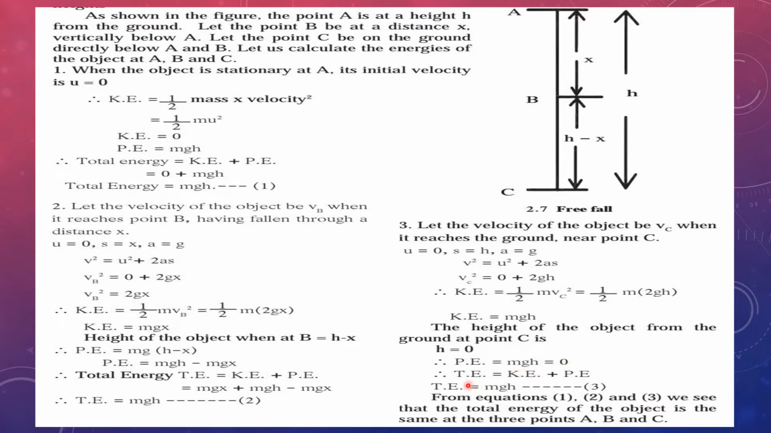Now again for getting total energy we have to add kinetic energy plus potential energy. mgh plus 0 is equal to mgh. So from 1, 2 and 3 we can see that at every point the energy of the object remains the same. The total energy of the object remains constant.